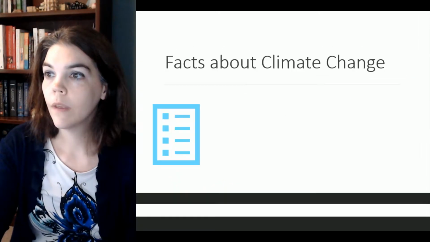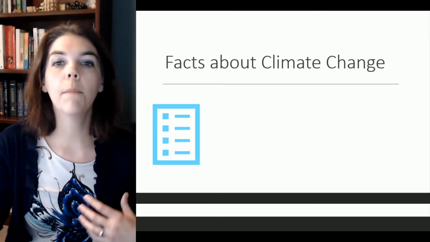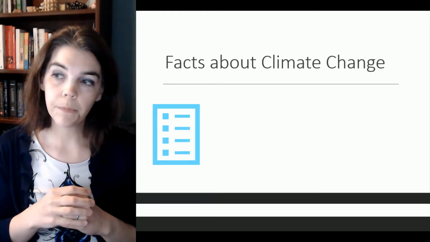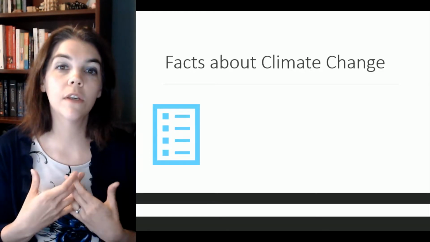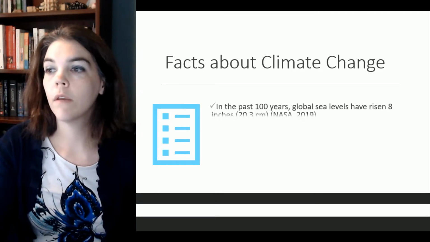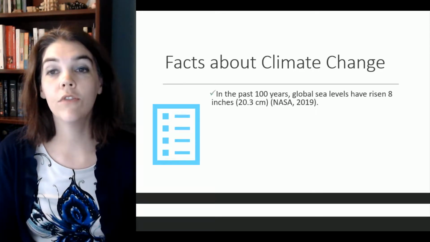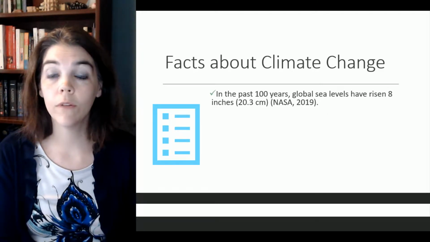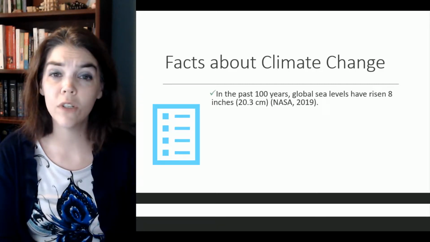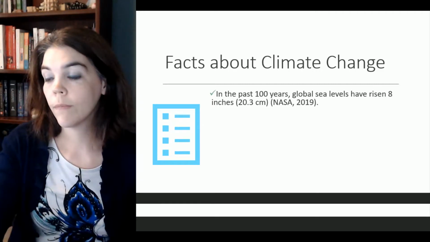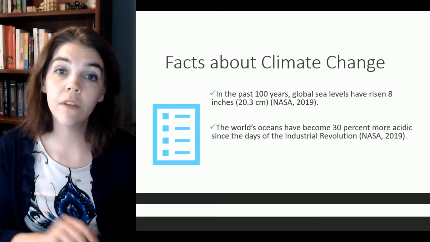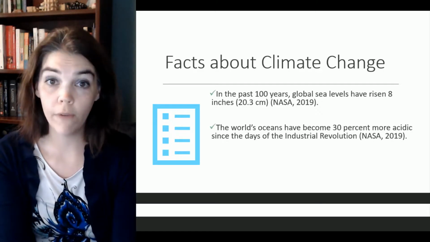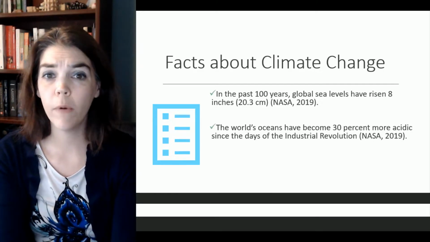Okay. All right, so let's get into this topic about climate change. I did a little bit of research myself, and I selected some ideas to get you interested in this topic. So did you know that in the past 100 years, global sea levels have risen 8 inches, in other words, 20.3 centimeters. That's just in the last 100 years. Also, the world's oceans have become 30% more acidic since the Industrial Revolution began. It's a little surprising, 30%.